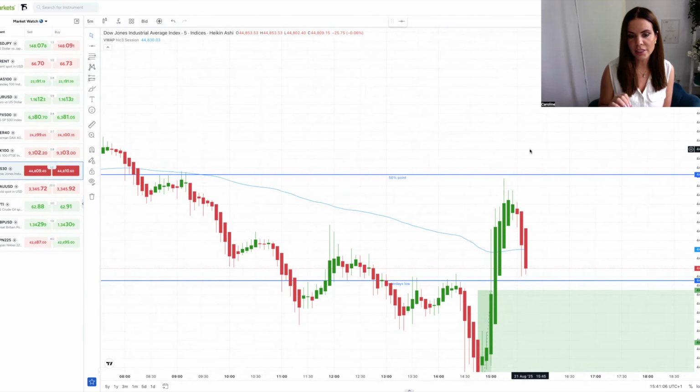So I like to use it as a way to rule out trades. So I would say that if the market is above the VWAP, I will only be looking for buy positions. And if the market is below the VWAP, I will only be looking for sell positions.